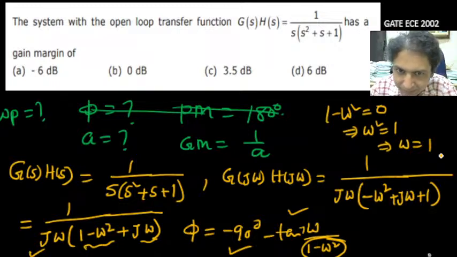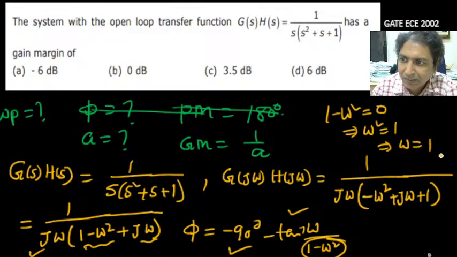Is it correct? So at omega equal to 1, the phase will become minus 180 degrees. So the phase crossover frequency is 1 radian per second. So at 1, what is the magnitude? Now the magnitude you can calculate easily. Can you calculate the magnitude?